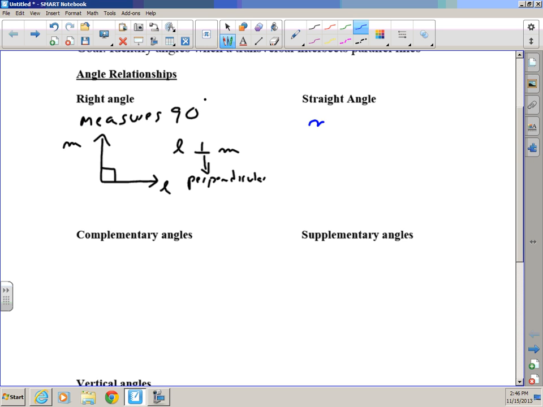A straight angle measures 180 degrees because it forms a straight line. If I were to make the arc for that angle, you'll see that it's a semicircle, and a circle is 360 degrees, a semicircle is 180.